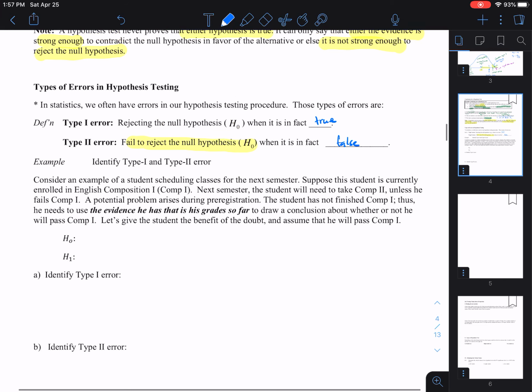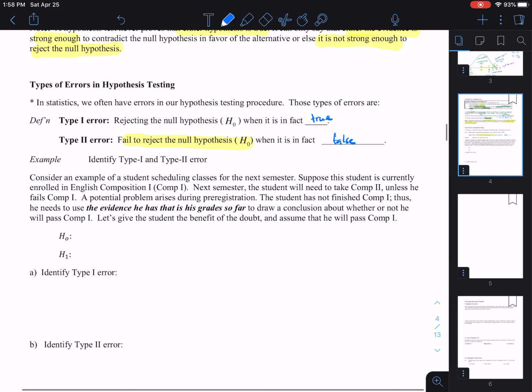Here's an example. Hopefully this example makes sense when it comes to identifying a mistake in decision making. In this example, we have a student scheduling classes for next semester. This student is currently enrolled in English Composition 1 and is scheduled to sign up for English Composition 2. Here's where things get interesting. A potential problem arises during pre-registration: the student has not finished Comp 1, and this is usually how it is.